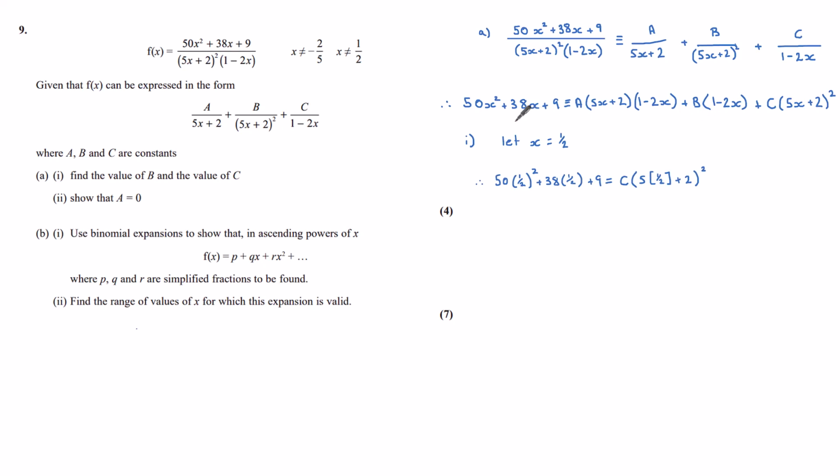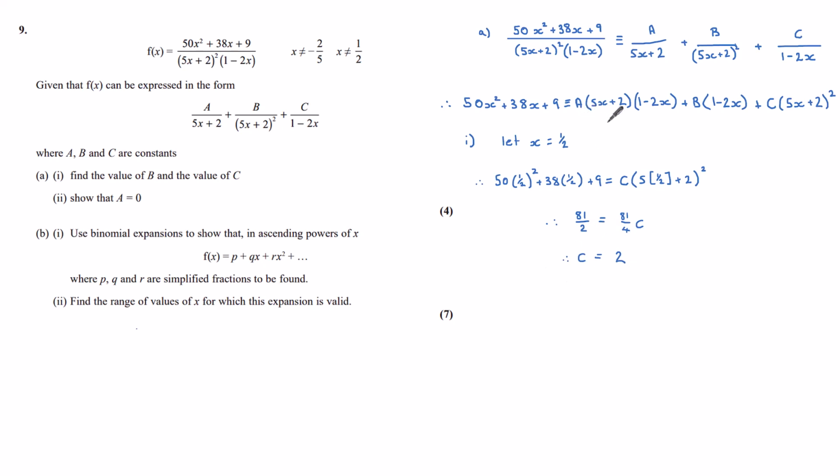And so on the left hand side, substituting in a half, you'll have 50 lots of a half squared plus 38 times a half plus 9 is equal to c lots of (5 times a half plus 2) all squared. This gives us 81 over 2 is equal to 81 over 4 c. Therefore, c is equal to 2.